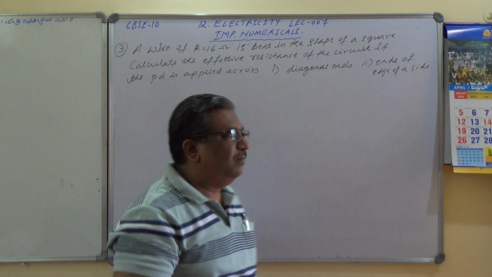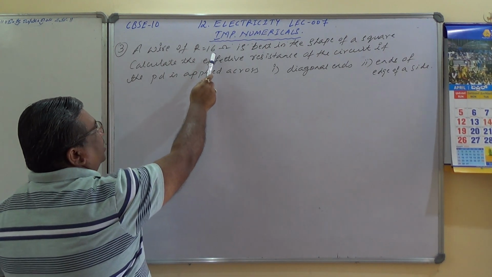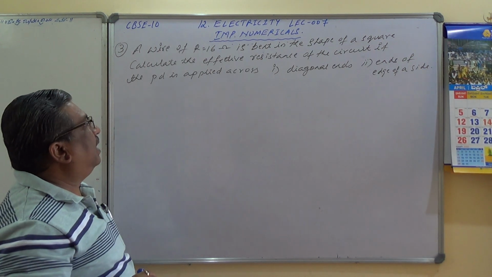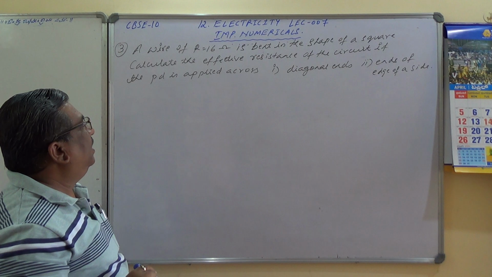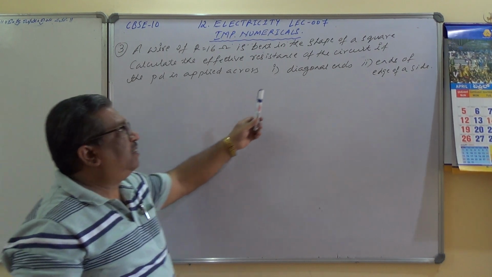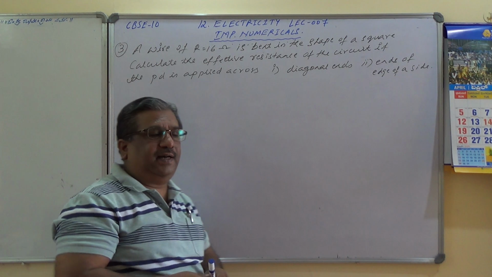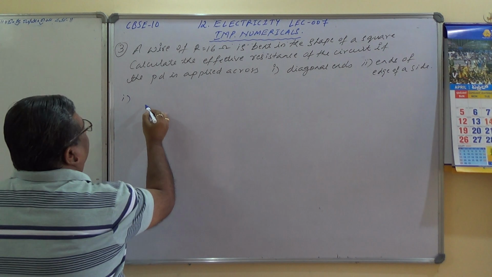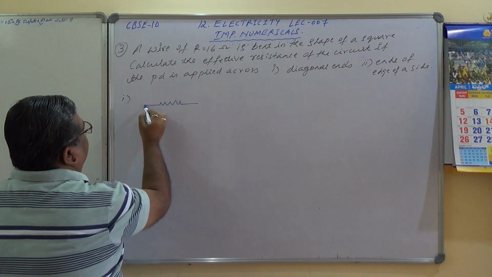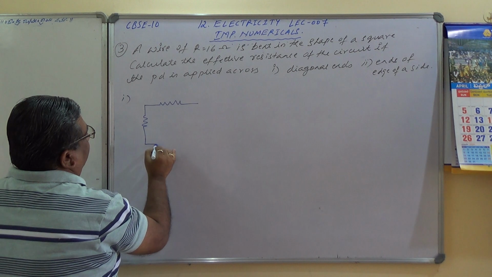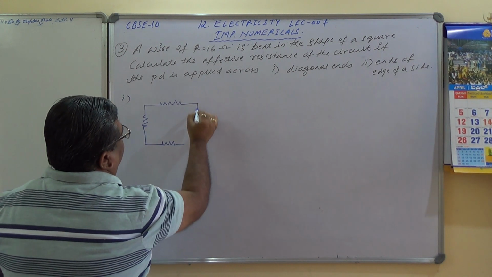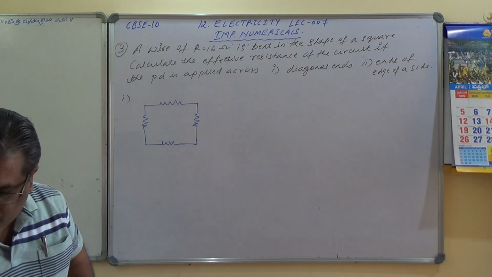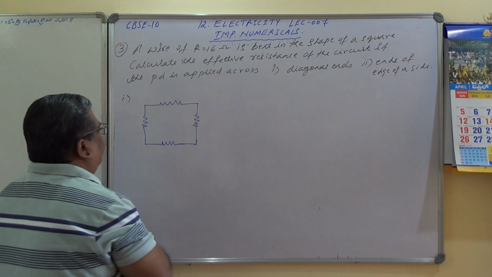Let us look at the third sum. It says a wire of resistance R equals 16 ohm is bent in the shape of a square. Calculate the effective resistance of the circuit if the potential difference is applied across its diagonal ends and ends of the edges of a side. So, case number 1. This is how the wire is bent in the shape of a square here.